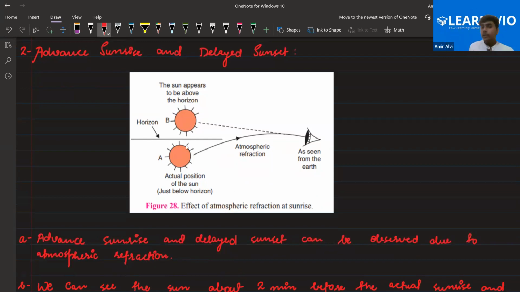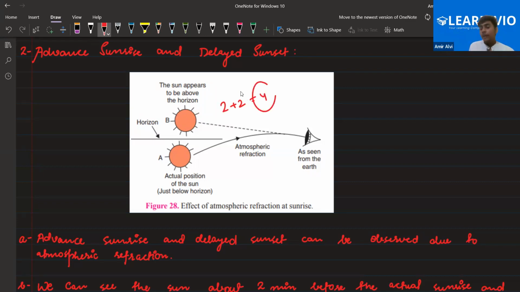In actual fact, the sun is below the horizon, but due to refraction, the sun appears to be raised. And that's how the total day length is lengthened. Same for the delayed sunset. The sun has already set, but due to refraction, the sun appears to be raised above the horizon, and that's how we see the sunset for an extension of 2 minutes. Just 2 + 2.